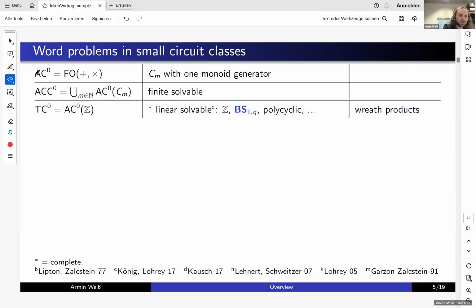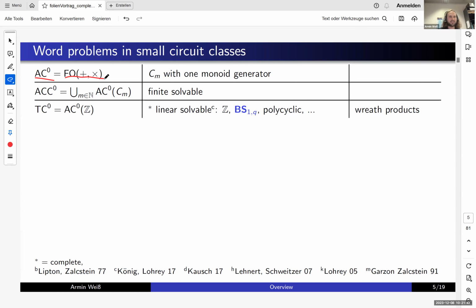AC0 can also be seen as first order formulas with quantification over positions in the word. So that's the same as AC0. And there are not many word problems of groups. Actually, they are just the cyclic groups with one generator, because if we have a cyclic group with one generator, whether the word is one in the group depends only on the length of the word and nothing like the word itself. So basically in AC0, we cannot do any word problems of groups.